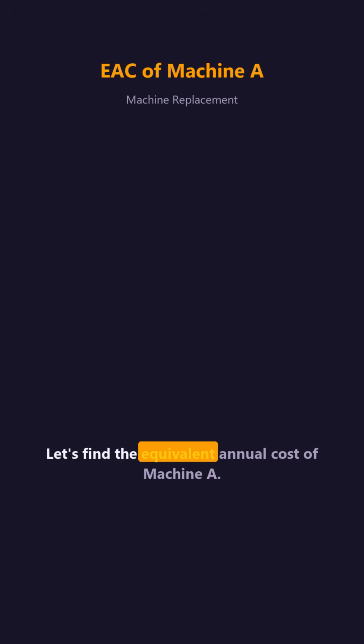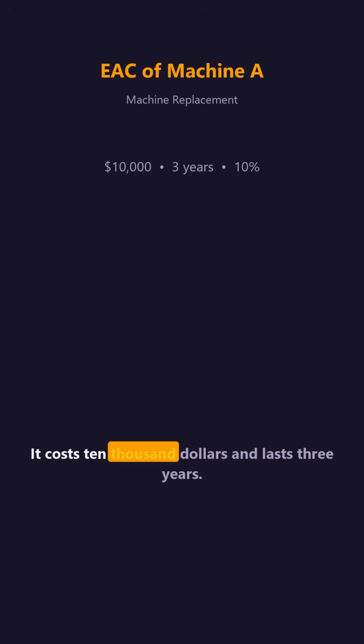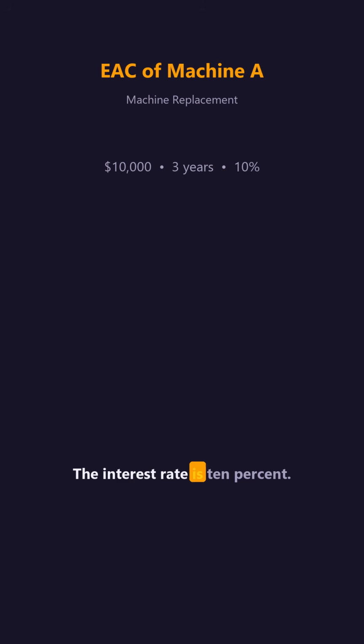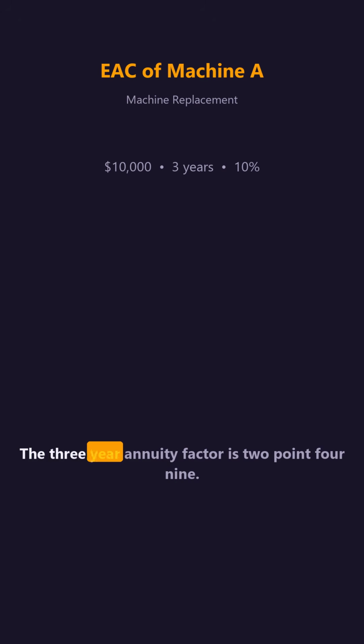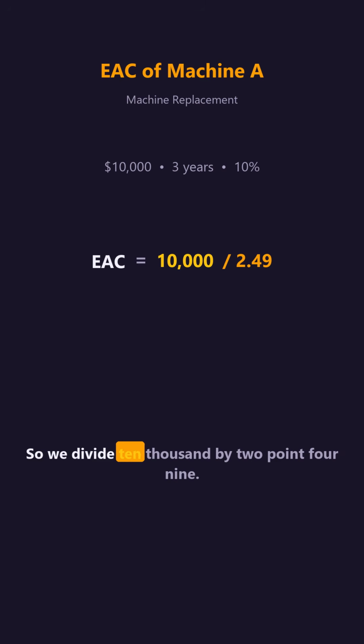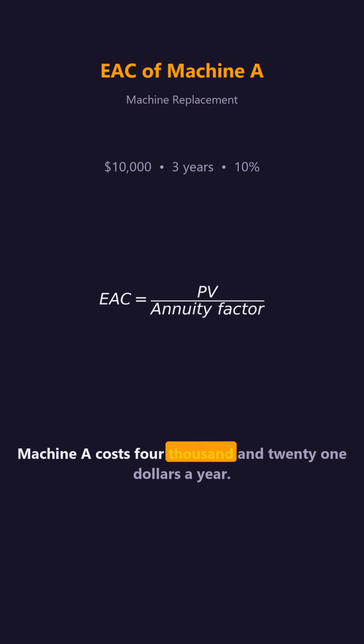Let's find the equivalent annual cost of machine A. It costs $10,000 and lasts 3 years. The interest rate is 10%. The 3-year annuity factor is 2.49. So we divide 10,000 by 2.49. Machine A costs $4,021 a year.